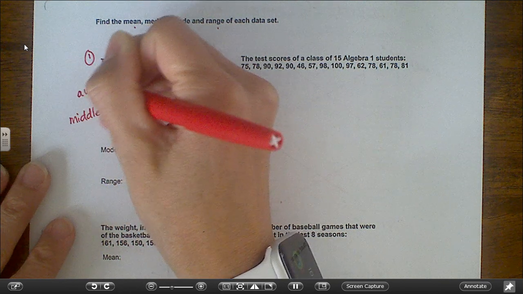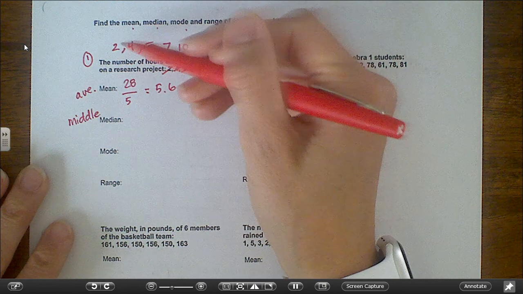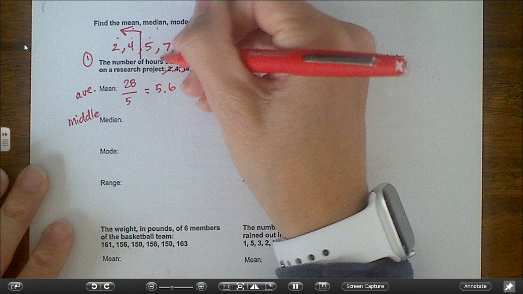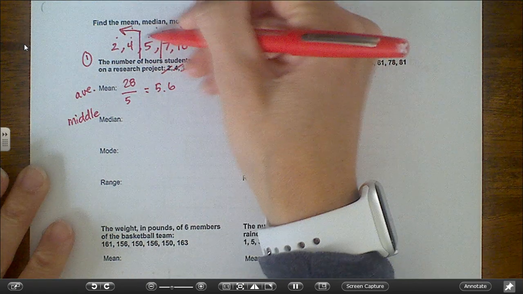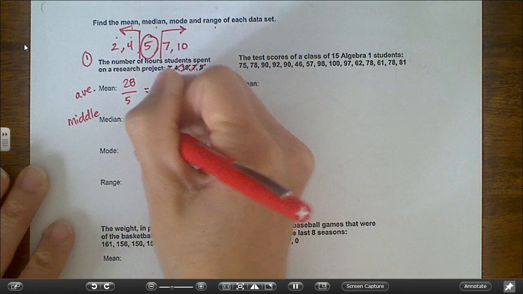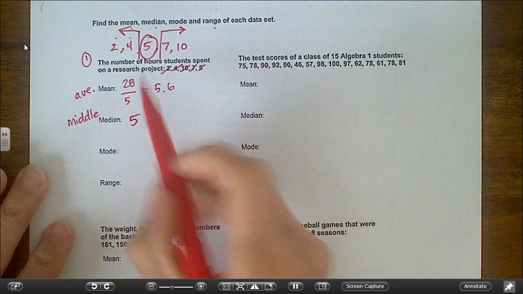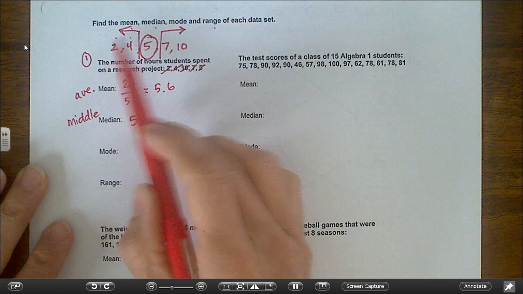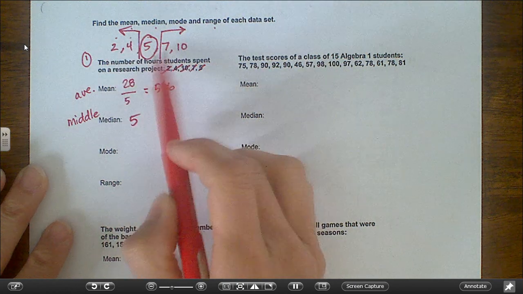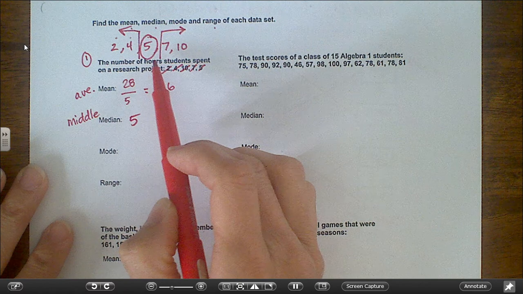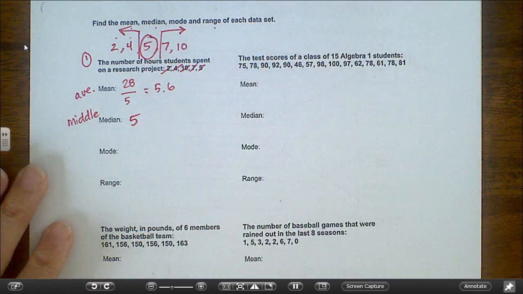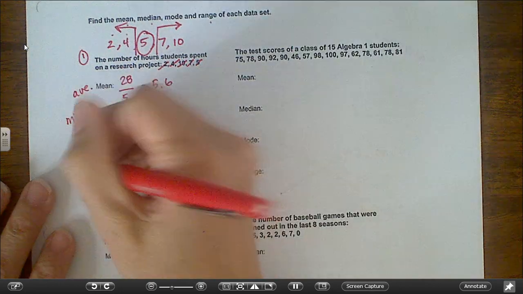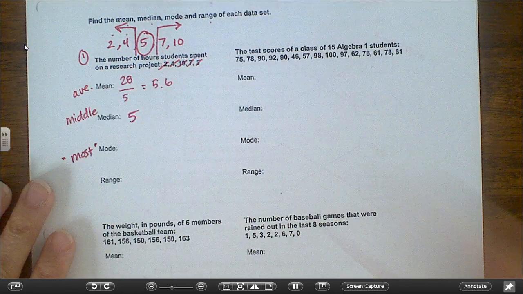All right, the median, remember, is the middle. So the mean was the average. Median's the middle. So I have 1, 2, 3, 4, 5. So I have 2 on that side. I have 2 on that side. So my middle number is 5. Remember, you have to have even numbers on the left side and the right side. If you have an odd number of data points, then you'll have a number that is just the median. If you have an even number, then you have to do what we did on the other side, which is find what's between them.